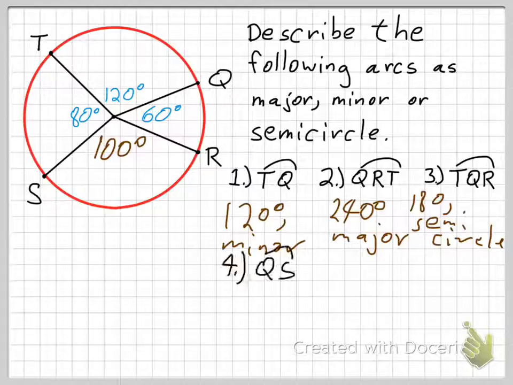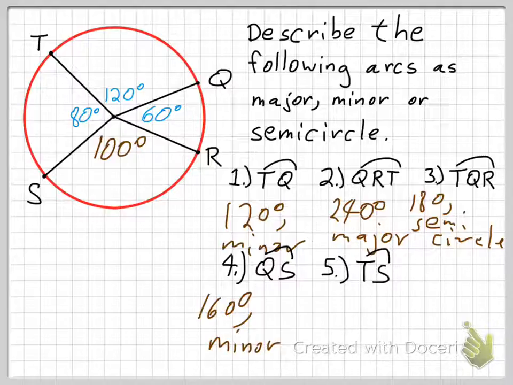Okay, and then moving right along, what about arc QS? Arc QS is going to be 100 plus 60, so that's going to be 160 degrees, and that would be less than 180, so it's a minor arc. Okay, and then TS. TS is this arc measure. Remember, it equals the measure of the central angle, and so it must be 80 degrees. TS is 80 degrees, and that is also a minor arc.